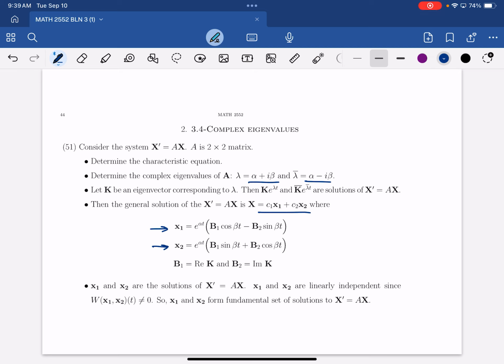And of course each eigenvector is a solution of the system. They are linearly independent because the Wronskian is non-zero, so they form a fundamental set. The whole thing would remain the same.